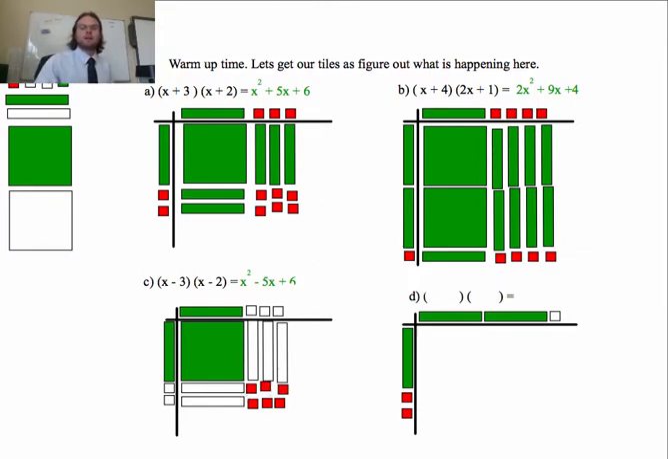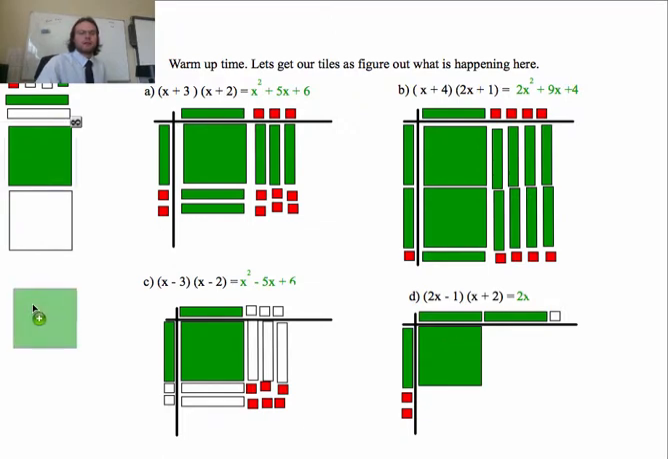Now, last one here, we're going to have, I look at it, x plus 2 multiplied by 2x minus 1. So it's 2x minus 1 multiplied by x plus 2. Okay? So, let's take a look at this here. I have x multiplied by x will give me x squared, and they're both positives. So I have an x squared, and then another x multiplied by another x gives me x squared.